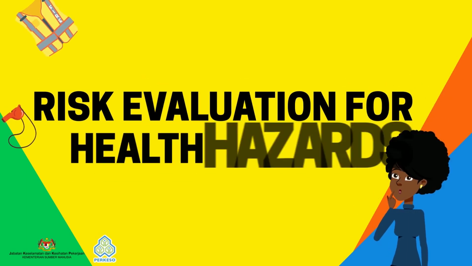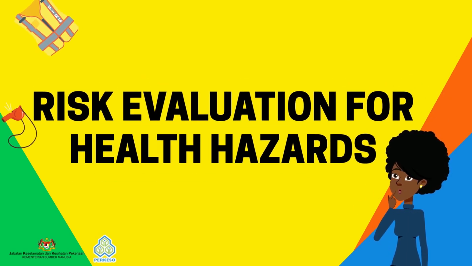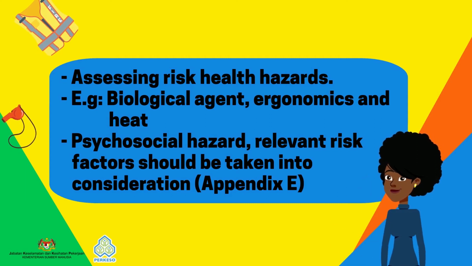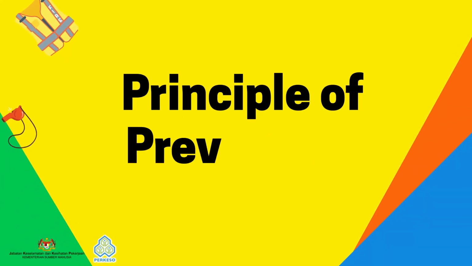Lastly, risk evaluation for health hazards. When assessing the risk of health hazards, for example biological agents, ergonomics and heat, and psychosocial hazards, relevant risk factors should be taken into consideration. Third is risk control. Principles of prevention consist of the following factors.